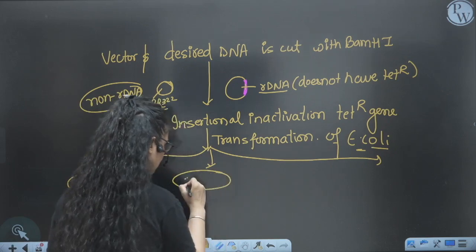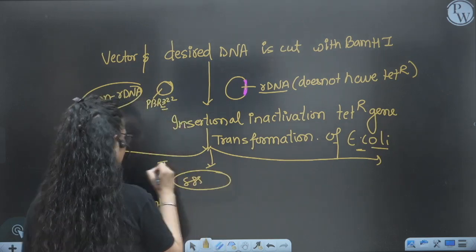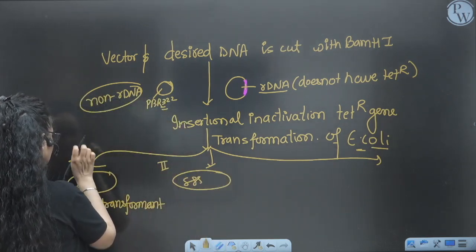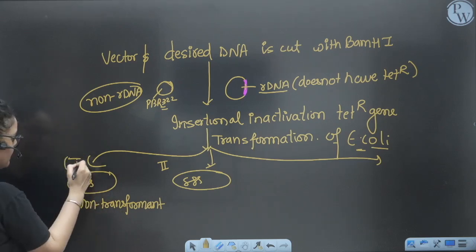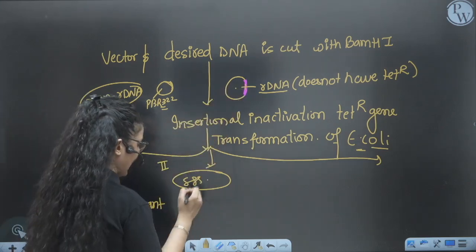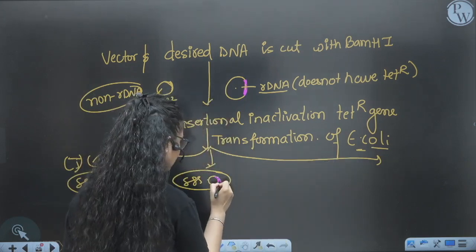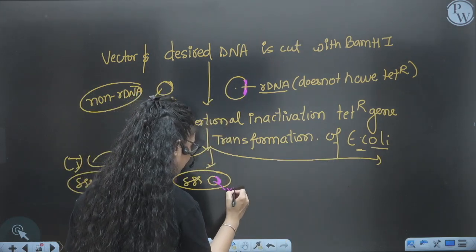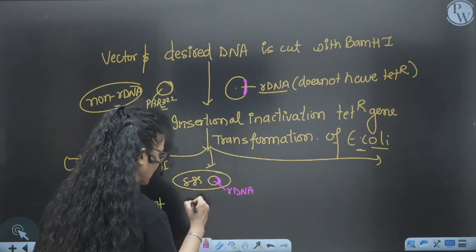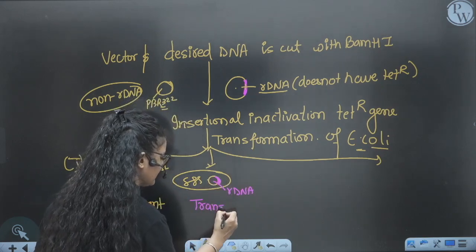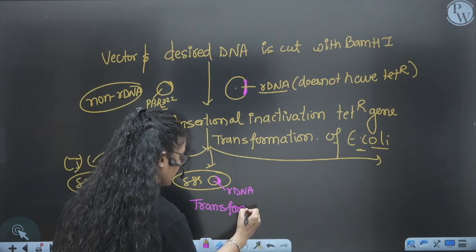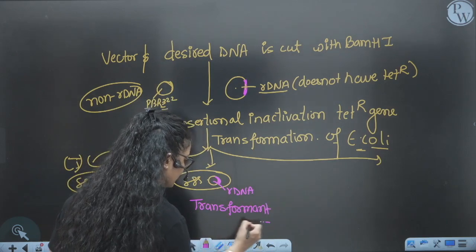Second condition will be like this: recombinant DNA has entered in it. So it is having our recombinant DNA, and it is having the plasmid, so we call it a transformant with recombinant DNA. Transformant with recombinant DNA, right?